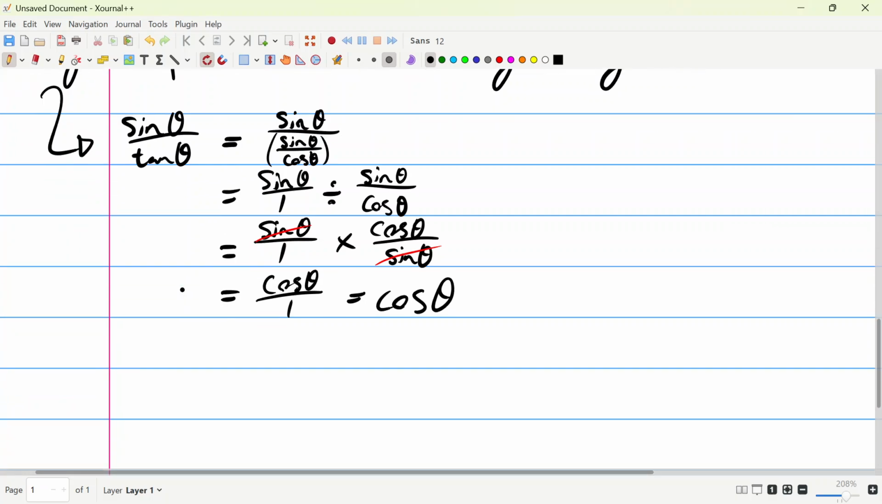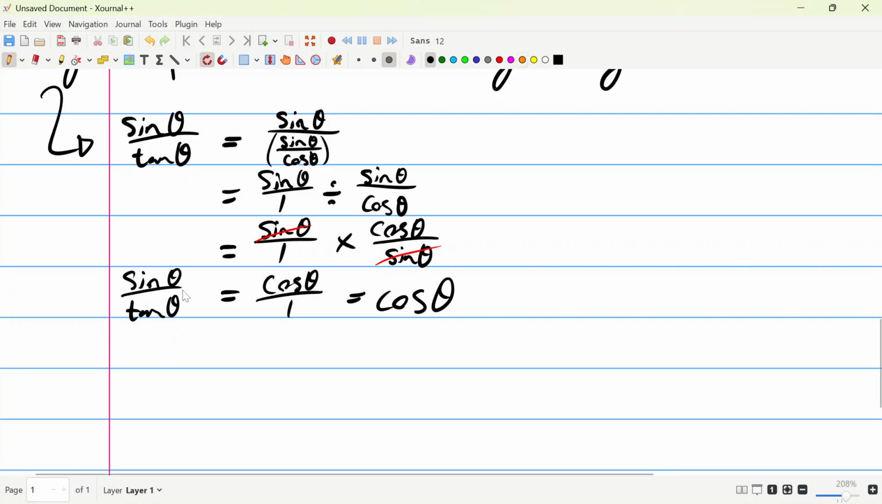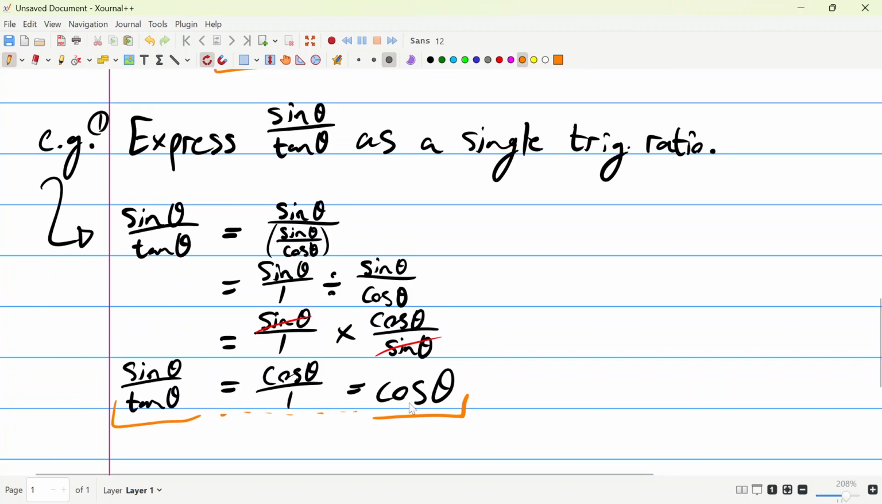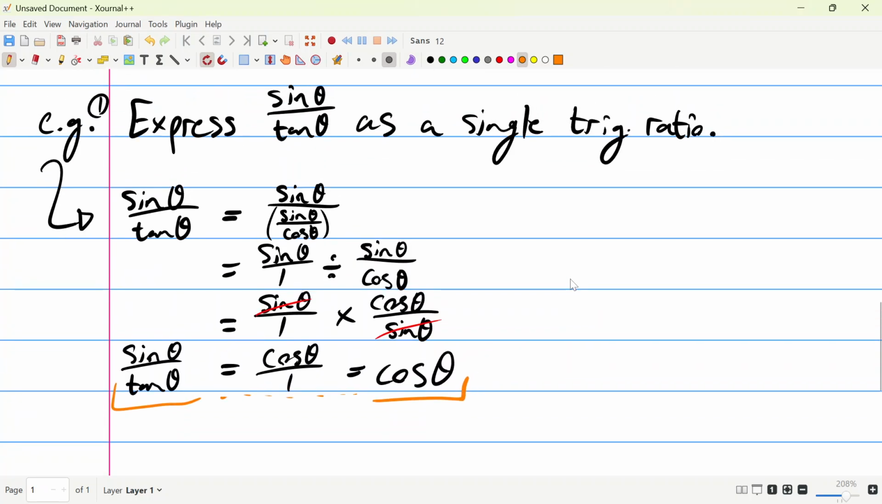Okay. So therefore, sine theta over tan theta is just going to be equal to cos theta. And this is what the single trig ratio is, because obviously cos theta is a trig ratio. Okay, so that's how you answer this type of question. This is the type of question that you'll get, and usually these are the simpler type of questions. Let's get into the next type of question though.